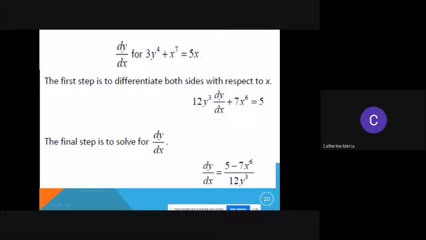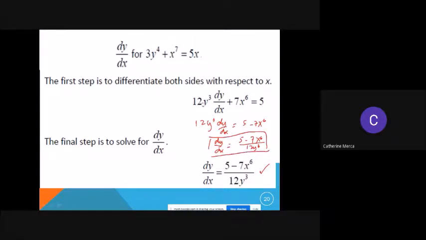Okay, let me see. We'll have here 12y cubed dy dx equals 5 minus 7x to the 6. So meaning to say dy dx equals, you divide both sides by 12y cubed. 5 minus 7x over 12y cubed. Which is this. You divide both sides. You get that.